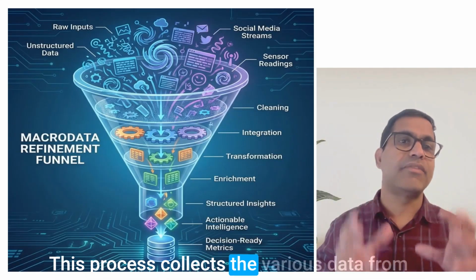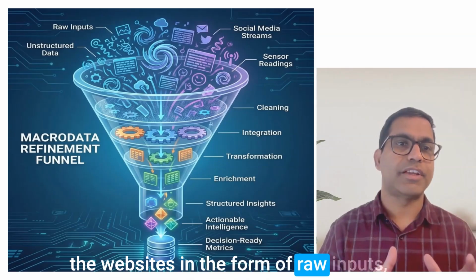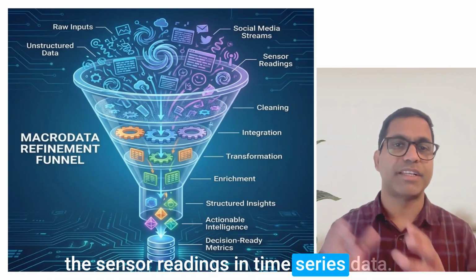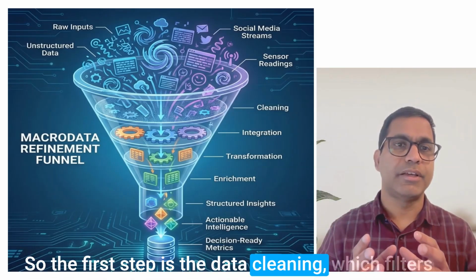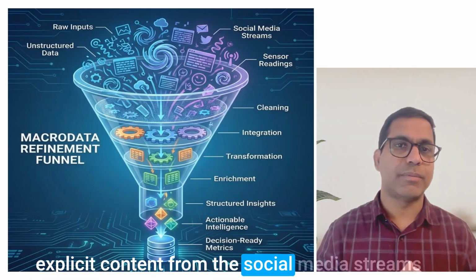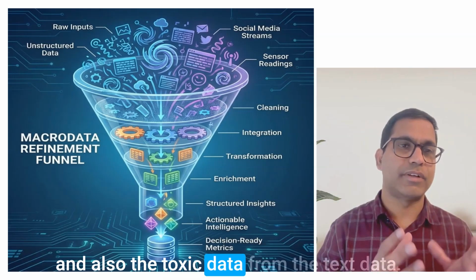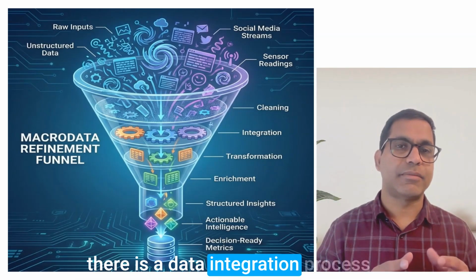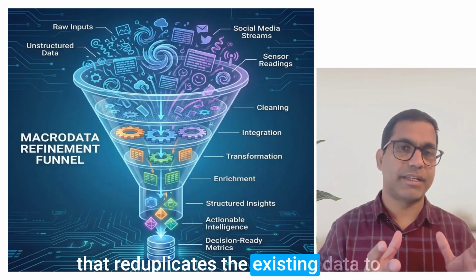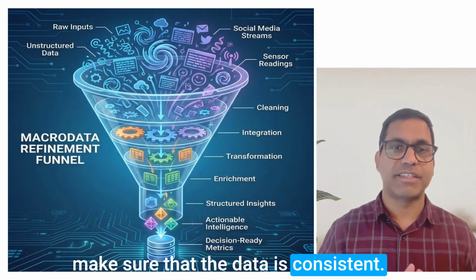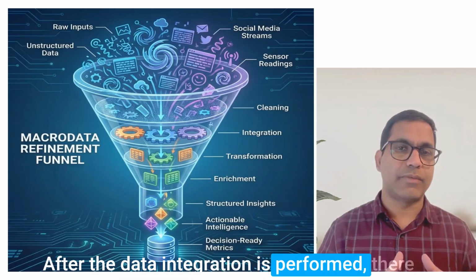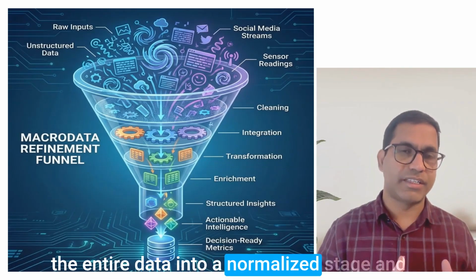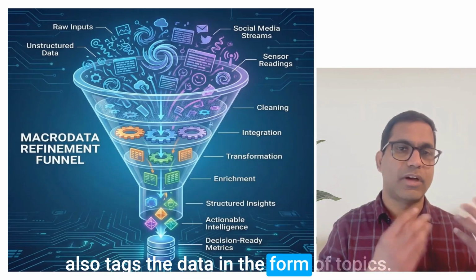This process collects various data from the websites in the form of raw inputs, unstructured data, sensor streams, and also sensor readings in time series data. So the first step is data cleaning, which filters explicit content from the social media streams and also toxic data from the text data. Once the filtering process is completed, there is a data integration process that deduplicates the existing data to make sure that the data is consistent. After the data integration is performed, there is a transformation phase that will convert the entire data into a normalized stage and also tag the data in the form of topics.